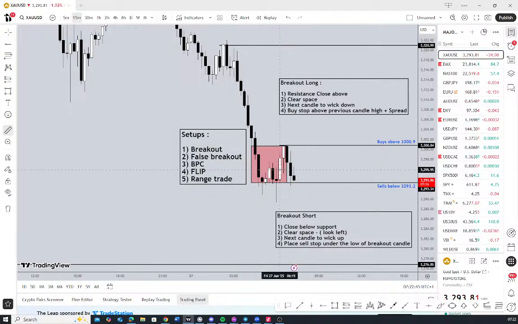So as long as we've got, look at that, 39 pips, loads of room. What's the strategy called? Just price action. They're my setups.